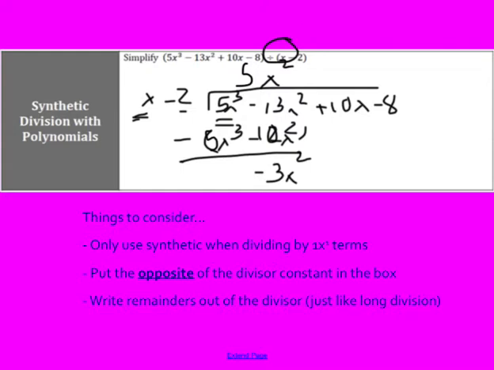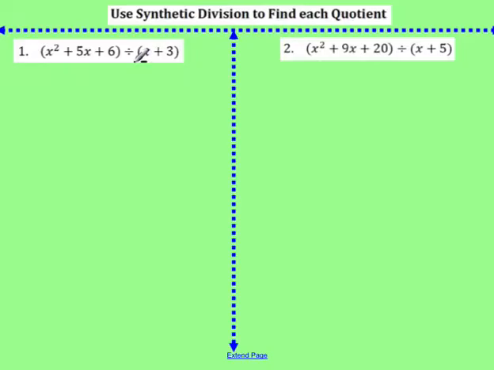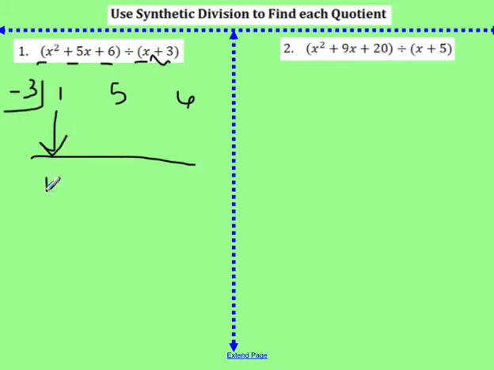So let's take a look. First thing I check: this is 1x to the first, so I can use synthetic division. In my box is going to go negative 3, because it needs to be the opposite of your constant. Then I'm going to write out the coefficients, not the letters, just the coefficients of each of these terms. So I have 1, 5, and 6. Now I want to use synthetic division. The first thing you do is drop the first number down. So I drop that down and I get 1.